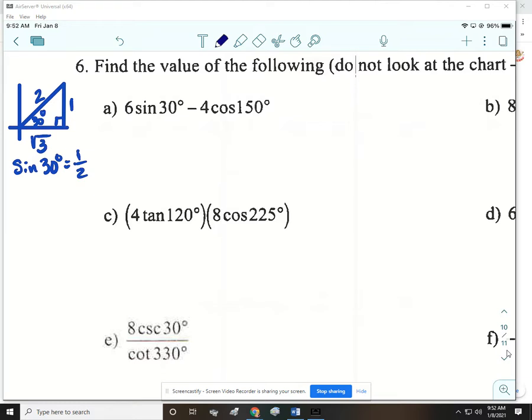Okay, I'm going to move over here to do the 150. All right, 150 degrees is in quadrant 2.